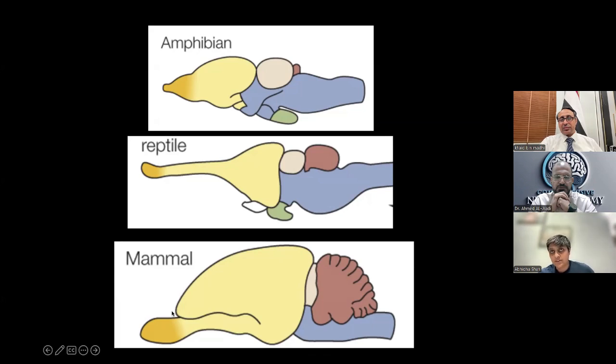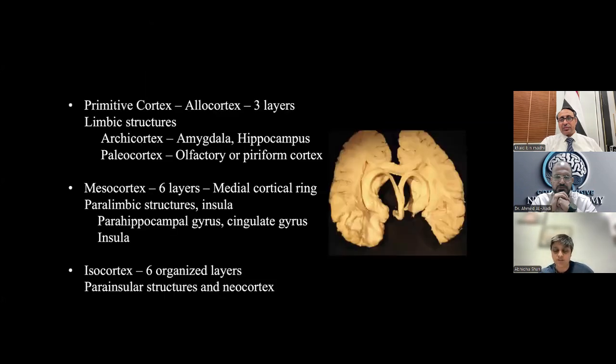For us, what happened around the brainstem and on the head, the thalamus is the head of the brainstem, and on the lateral and medial aspects of this developed two structures. On the medial side developed the hippocampus, and on the lateral side developed the olfactory or the pyriform cortex. So this was the primitive cortex, which was also called allocortex, with 3 layers. And these two structures are the primitive limbic structures. So the archicortex was the amygdala and the hippocampus, which were medial to the thalamus. And the lateral part was the olfactory or the pyriform cortex or the paleocortex.